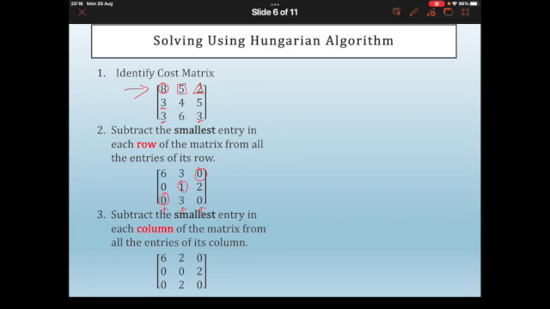6 minus 0 is 0. Alright, this 2 will be 0. This will be 3 minus 1. 1 minus 1. This is 3 minus 1. 2 minus 0. 2 minus 0.